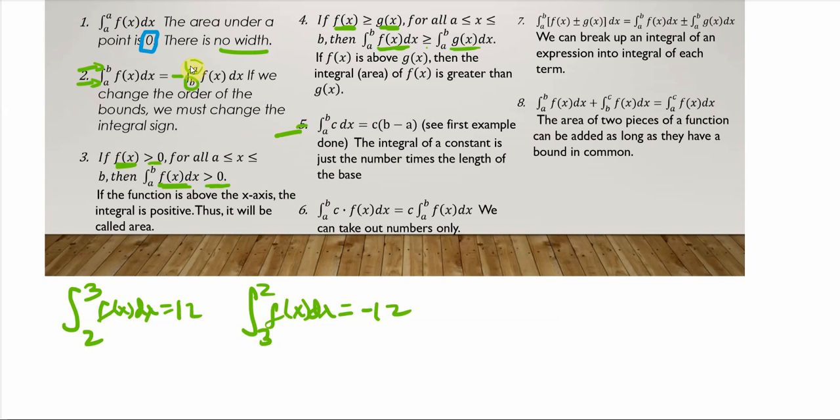Now here's property number 5, the one that we use. If I am given any number, just any number, and I integrate it, you're just going to take that number and multiply it times the top bound minus the bottom bound. And this is the first example that we did. Okay.